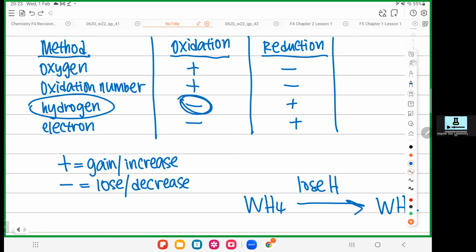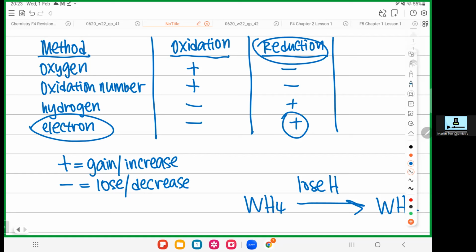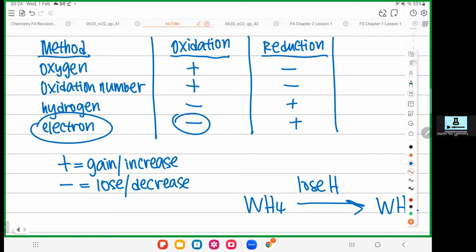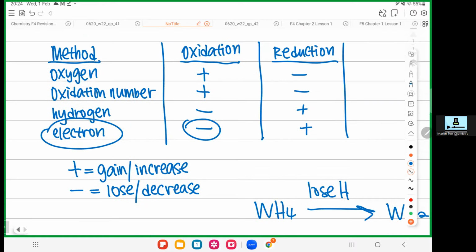So by looking at these four different perspectives, you know whether the reaction is oxidation or reduction. Same thing with electrons: if this chemical reaction gains electrons, if I receive electrons from other people, I undergo reduction. If I lose electrons, I donate electrons to other people, I undergo oxidation.